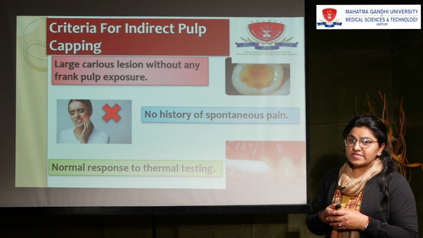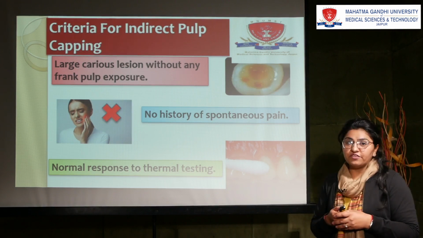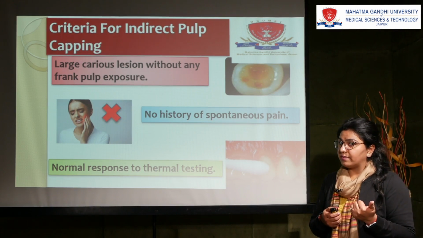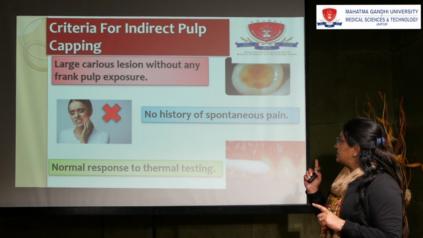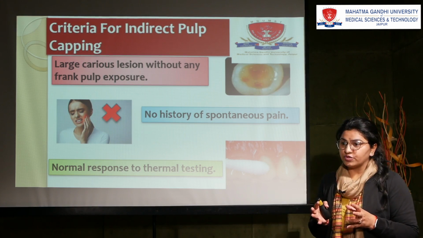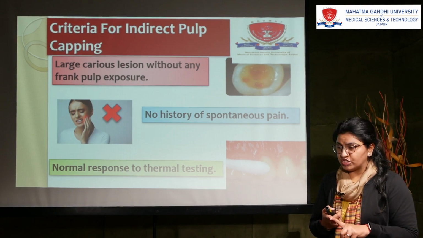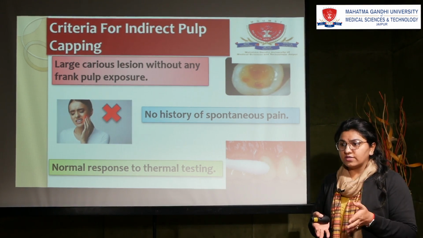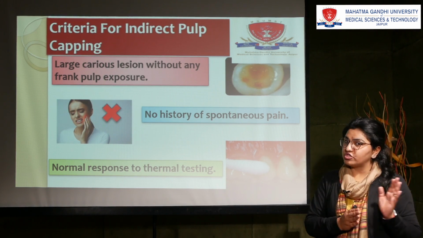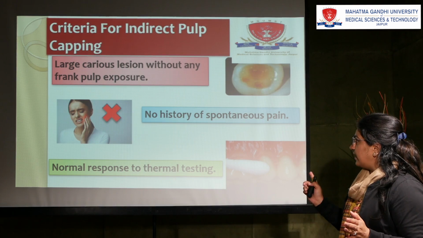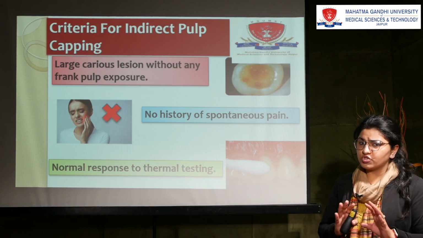So we have to specifically see the indications. It is indicated in large carious lesion without any frank pulp exposure. In indirect pulp capping, there is no pulp exposure yet. But apart from the large carious lesion, which is the clinical picture, we have to see the radiographic picture also. There should not be any radiographic changes. The surrounding lamina dura should be intact, with no periapical changes. The radiographic picture has to be evaluated, and there should not be any history of spontaneous pain or pus discharge. All these things should be absent.